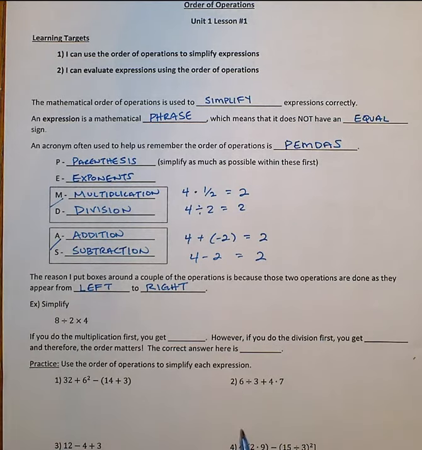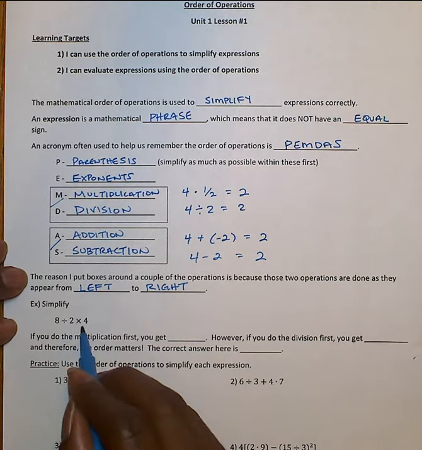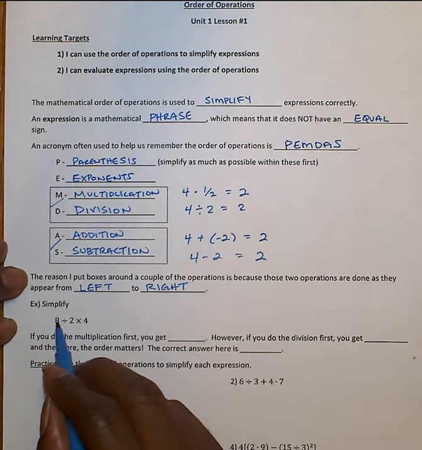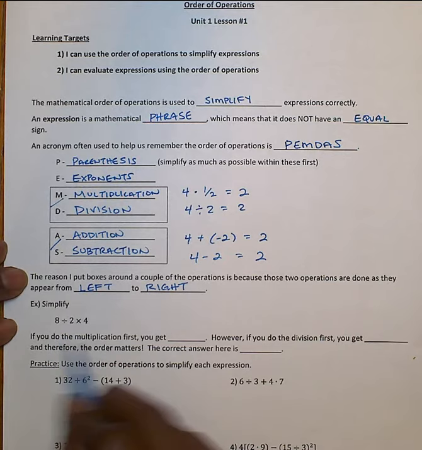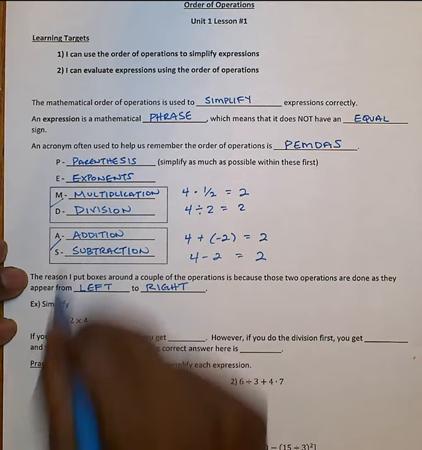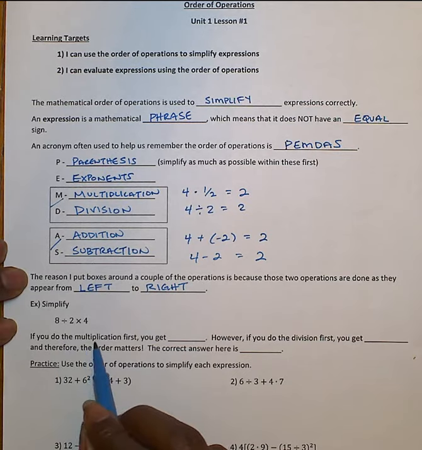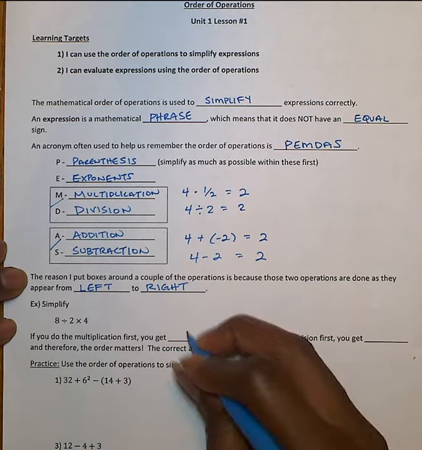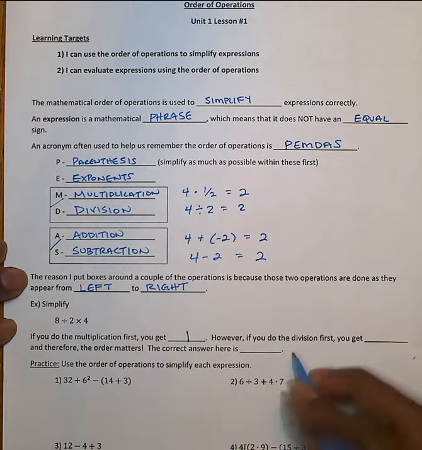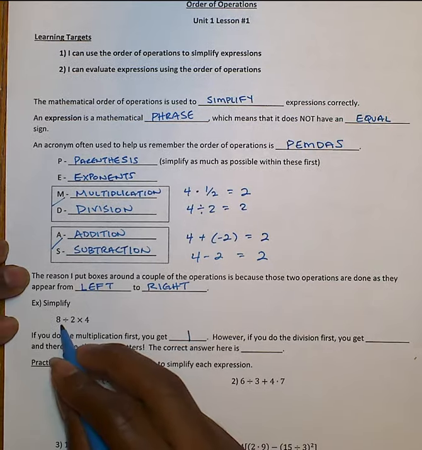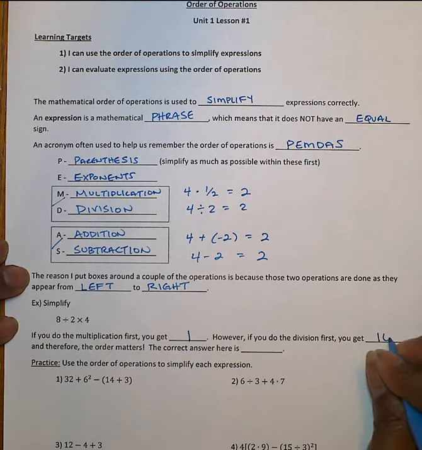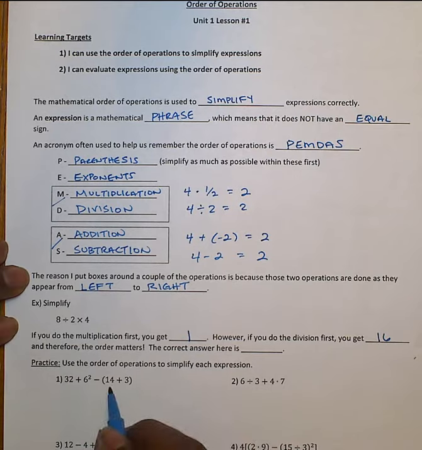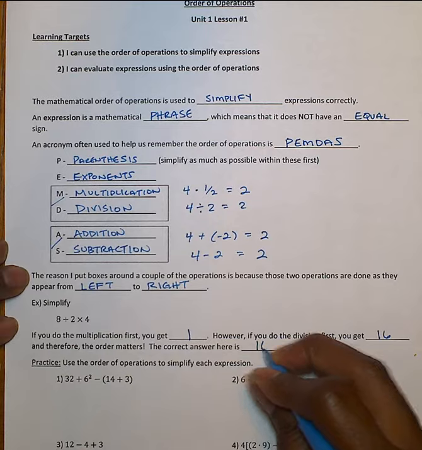In our first example, we have 8 divided by 2 times 4. We have multiplication and division here, and with those, we do them from left to right. Now, if you do the multiplication first, like PEMDAS would say if you follow it strictly by the acronym, you would do 2 times 4, which is 8, and then 8 divided by 8, which would get you 1. But if you do the division first, 8 divided by 2 is 4, 4 times 4 is 16. You should go from left to right here, and so the order does matter. The correct answer is 16.